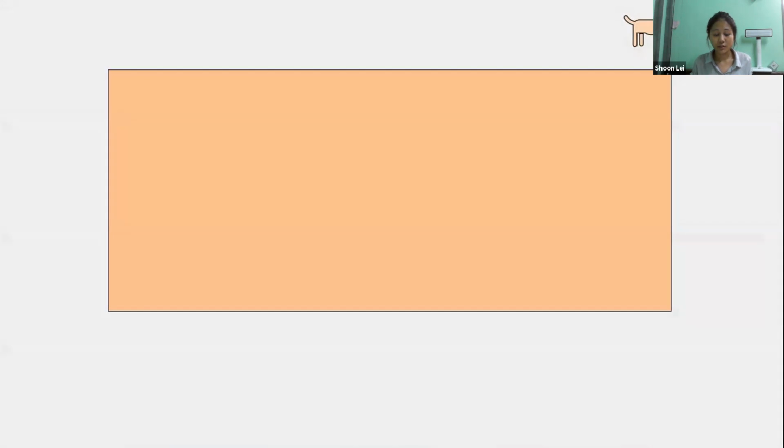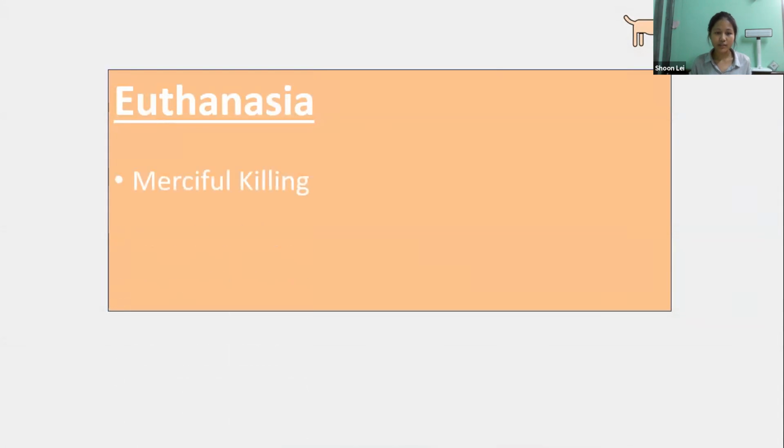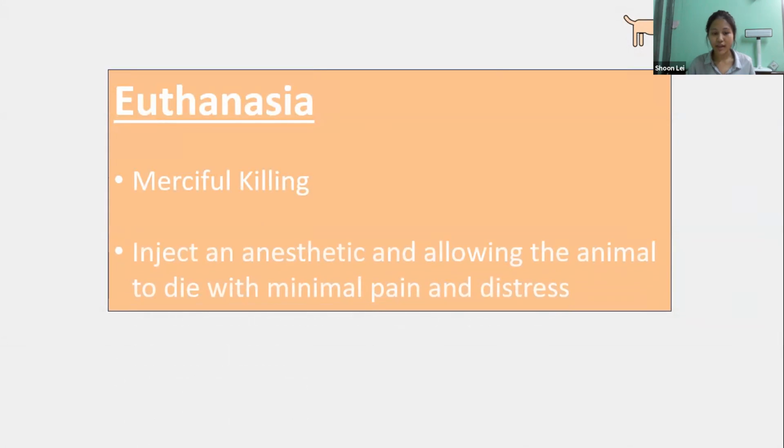And the last solution is to kill all the dogs from the cities. We will be euthanizing them. And what is euthanasia? Euthanasia is also known as merciful killing. Euthanasia works by injecting an anesthetic into the animal and allowing the animal to die with the least pain and distress.